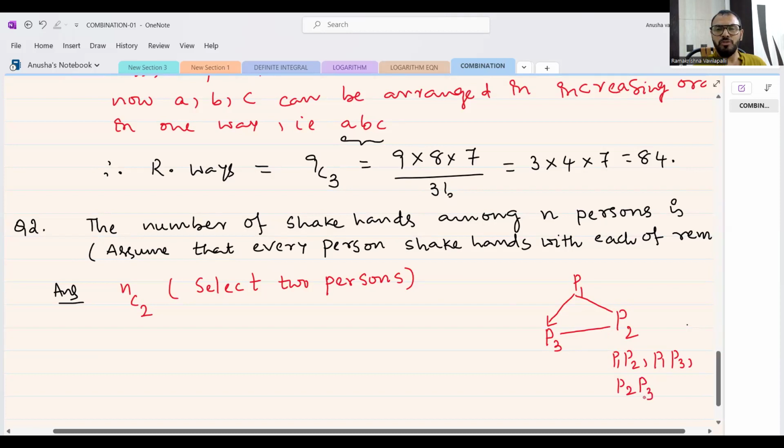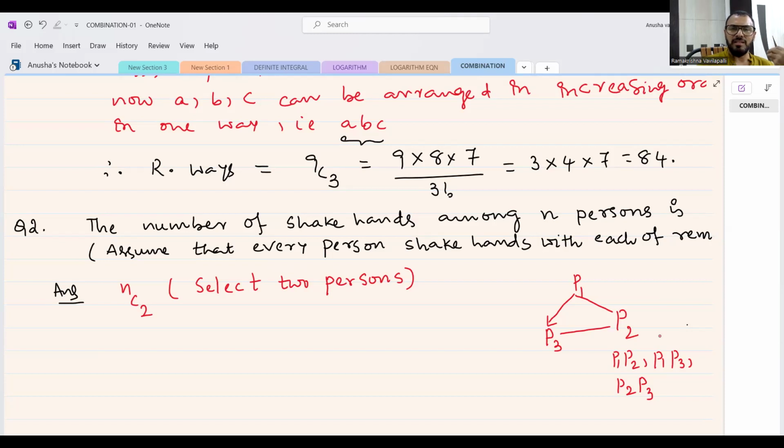So what are we doing here? We are just selecting two persons out of three persons. If there are four persons, the number of handshakes is only 4C2. I'll give an example of a previous CSAT exam here. So if there are 5 persons, the number of handshakes or shake hands, whatever it may be, is equal to 5C2.